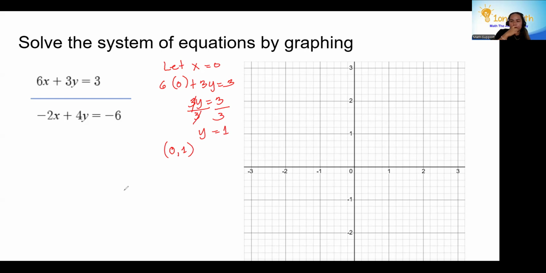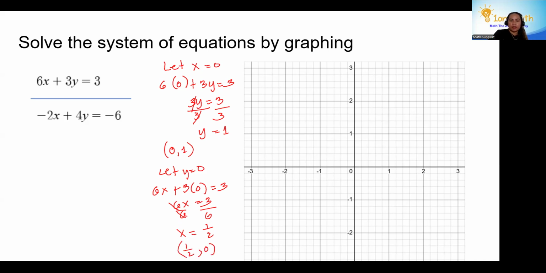And to solve for the x-intercept, we will just let y equals 0 and solve for x. So we have 6x plus 3 times 0 equals 3. So 6x equals 3, and then divide both sides by 6, and 3/6 is 1/2. So the x-intercept is at (1/2, 0).